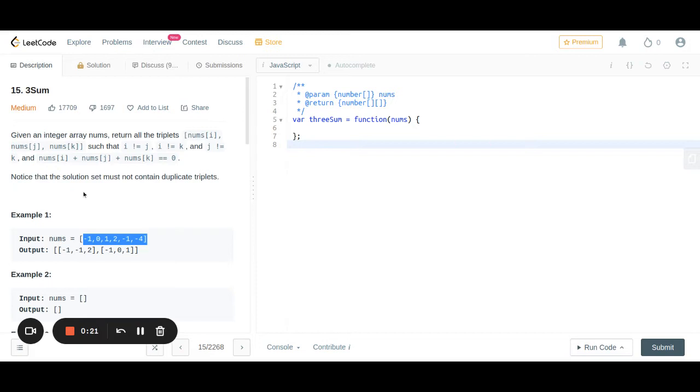Now, they cannot be duplicate. Suppose we find from one, we find all the combinations that sum to zero. So we are going to see.